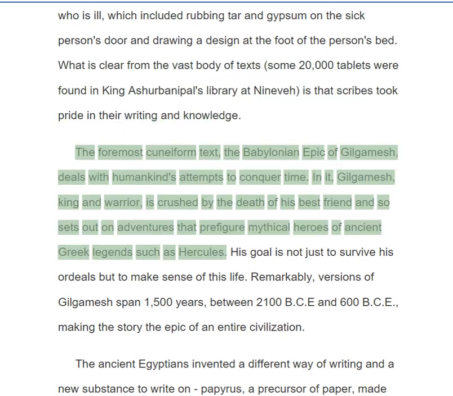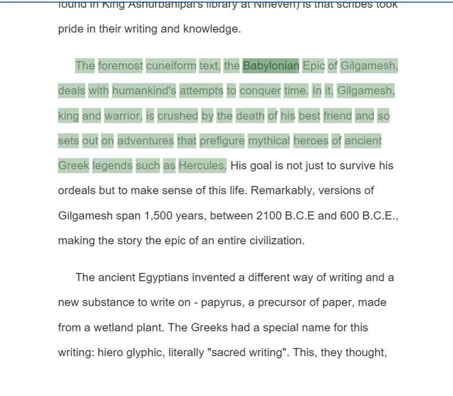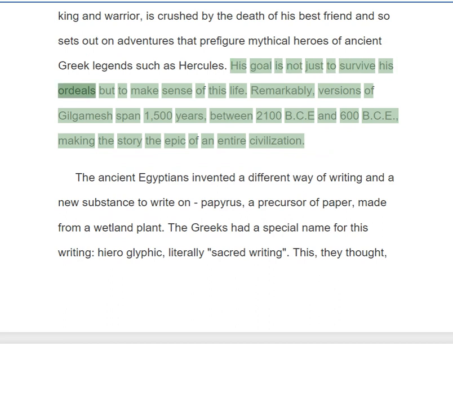What is clear from the vast body of texts is that scribes took pride in their writing and knowledge. The foremost cuneiform text, the Babylonian epic of Gilgamesh, deals with humankind's attempts to conquer time. In it, Gilgamesh, king and warrior, is crushed by the death of his best friend and so sets out on adventures that prefigure mythical heroes of ancient Greek legends such as Hercules. His goal is not just to survive his ordeals but to make sense of this life. Remarkably, versions of Gilgamesh span 1,500 years, between 2100 BC and 600 BCE, making the story the epic of an entire civilization.